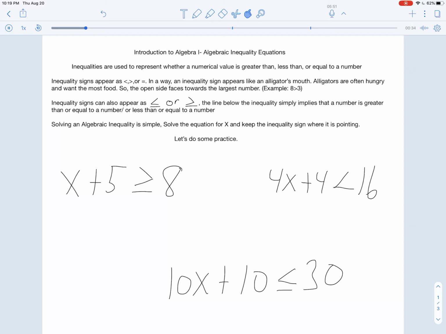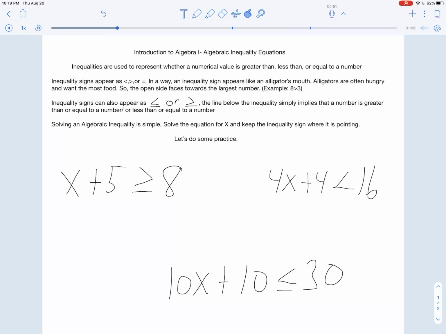Example, 8 is greater than 3. The open side of the inequality faces towards the 8 because it is greater than 3. Inequality signs can also appear as greater than or equal to, or less than or equal to, as shown on screen. The line below the inequality simply implies that a number is greater than or equal to a number, or vice versa. Solving an algebraic inequality is simple. Solve the equation for x and keep the inequality sign where it is pointing.